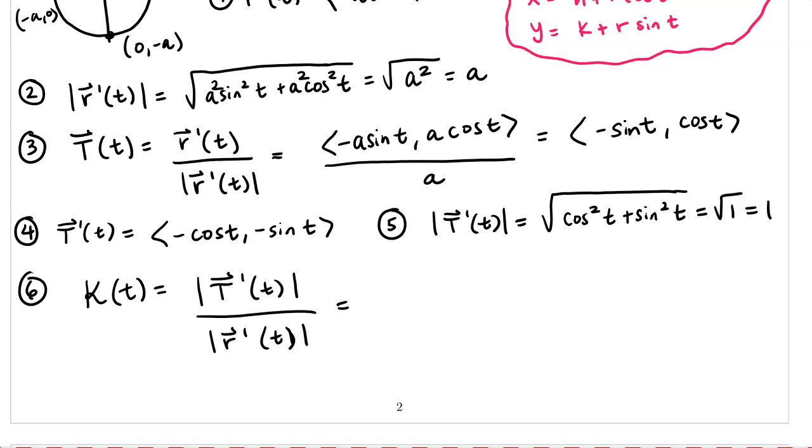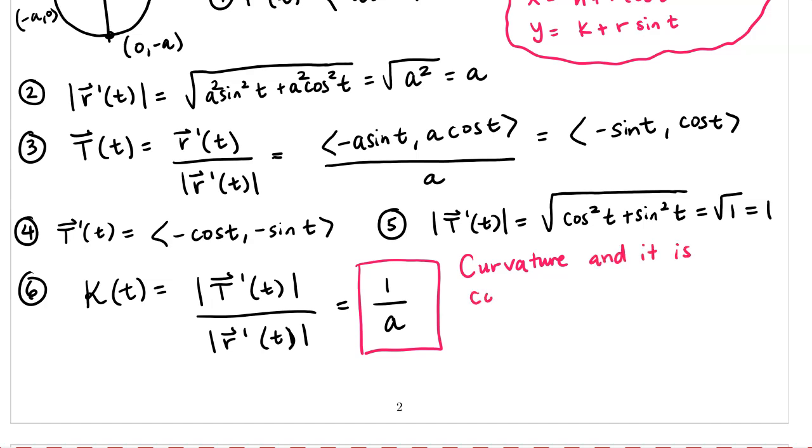And the magnitude of T prime we found in the previous step was 1, and then the magnitude of r prime we found previously was a. So when it asks for the curvature of a circle with radius a centered at the origin, something that you'll notice is this thing here is a constant. So this is our curvature, and it is constant. So that's kind of interesting. Remember, a represents the radius of our circle.